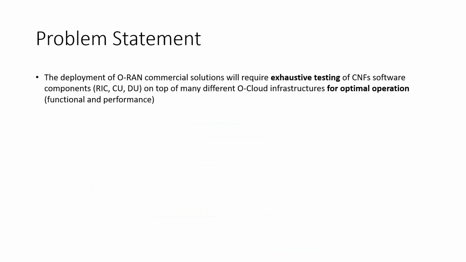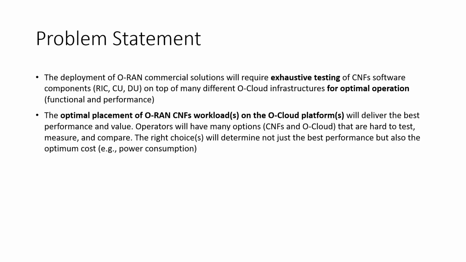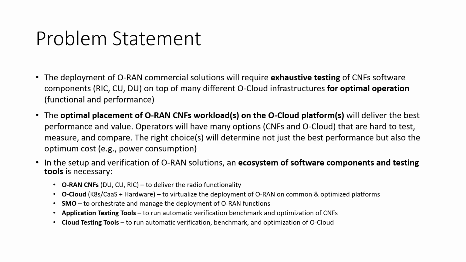To get the best working ORAN solution, exhaustive testing would have to be done on the network functions based on different infrastructures to select the optimal combination. The optimal placement will deliver the best performance and consequently, value. Of all the options tested, measured and compared, the operators would usually have to select not only on performance, but on cost. In order to do that, an ecosystem of software, hardware components and testing tools to determine optimality will have to be developed, including ORAN network functions, OClouds, orchestrators, application testing tools and cloud testing tools.